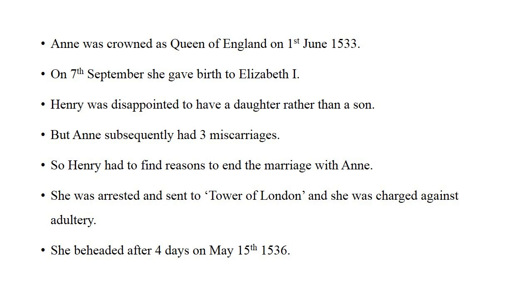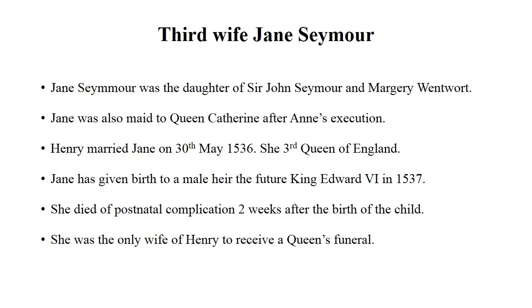But Anne subsequently had 3 miscarriages. That made Henry want to end their marriage, and he needed to find some reason to end it with Anne. She was arrested and sent to the Tower of London, and she was charged with adultery. She was beheaded 4 days later, on May 15th, 1536. The first wife was divorced and the second wife was beheaded. Listen to it very carefully. And now we are going to talk about his third wife, Jane Seymour.